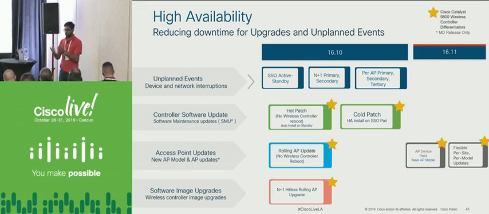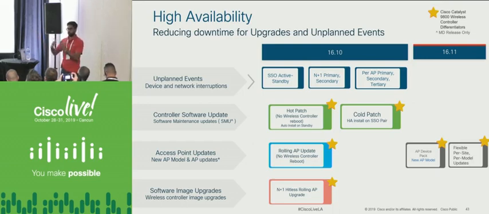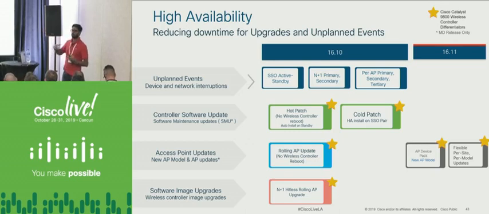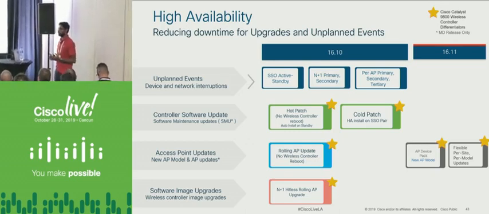So you have HA SSO or active standby failover scenarios, the stateful switchover, and then you have the N+1 primary and secondary, wherein you could have controllers in 2 different data centers, and then you have the AP primary, secondary, tertiary. The AP is high availability. Nothing has changed in the unplanned event category from what AirOS already offers. So we will not be going into details on how 9800 covers the unplanned events.